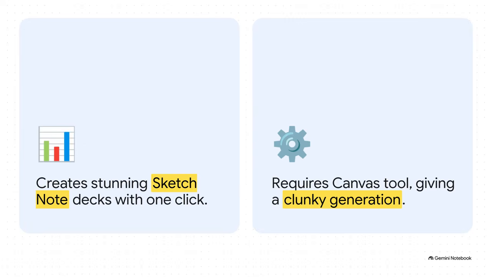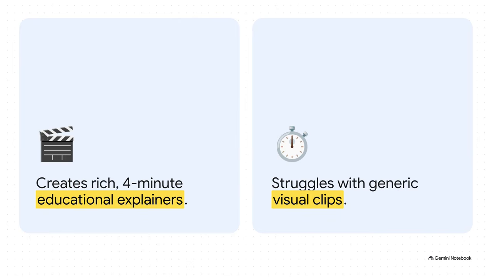NotebookLM wins hands down. And honestly, that gap only widens when we look at video tools. NotebookLM features this amazing video overview tool that generates rich, immersive, 4-minute cinematic educational explainers. It's perfect for breaking down complex topics, like the actual mechanics of juggling. And Gemini? Well, it really struggles to make anything beyond generic 8-second visual template clips. So, for explaining a concept visually, NotebookLM is 100% your tool.